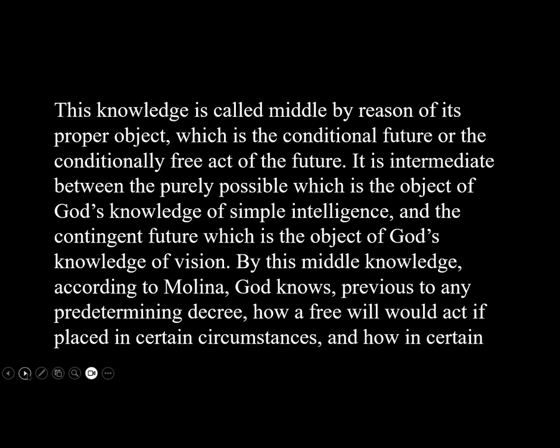It is intermediate between the purely possible, which is the object of God's knowledge of simple intelligence, and the contingent future, which is the object of God's knowledge of vision. So middle knowledge is placed in between two polarities. One is what God simply knows to be true by his godlike intelligence. The other is God's relationship to time. God is in time differently than we are, and God experiences all time as being in the present. This is kind of an always thing in the church's perception of God. God doesn't have the same relationship to time that we have.